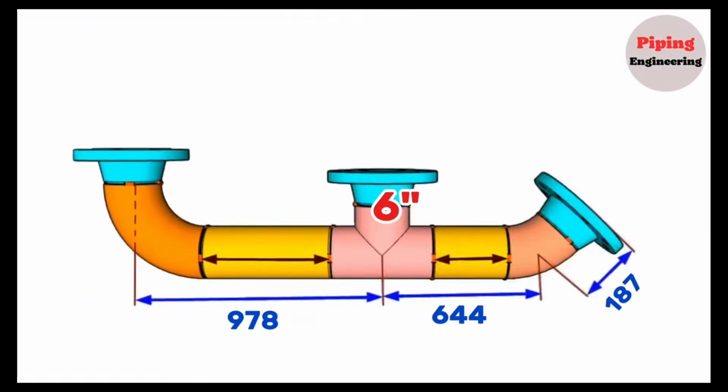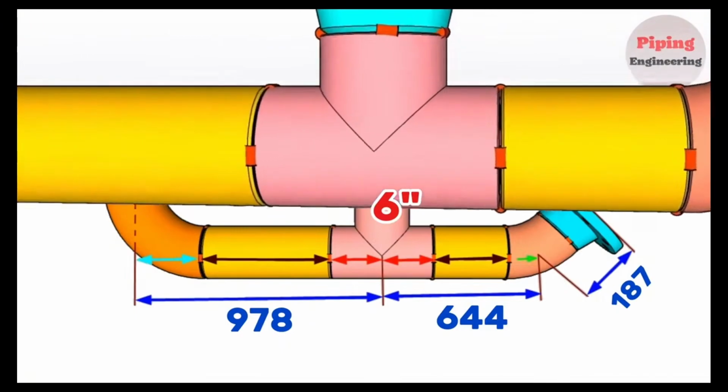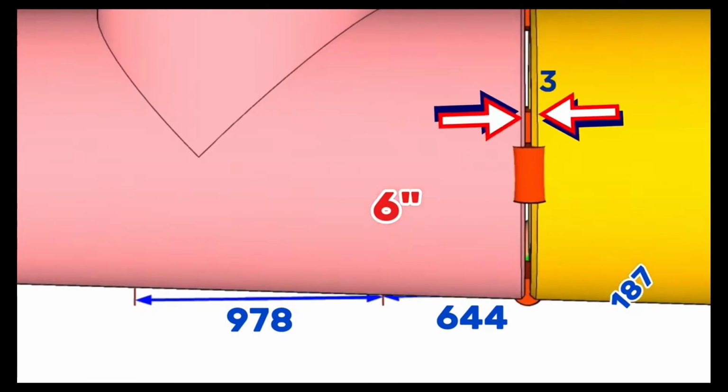As you can see, in this pipeline, the distances from the center of the 90-degree elbow to the center of the equal T, from the center of the equal T to the center of the 45-degree elbow, and also from the center of the 45-degree elbow to the face of the weld neck flange are given. If we know the equal T center to end dimension here, we can easily calculate and find the other dimensions ourselves. Also, you can see that all the pipe fittings in this pipeline are fit up together with a 3 mm welding gap.